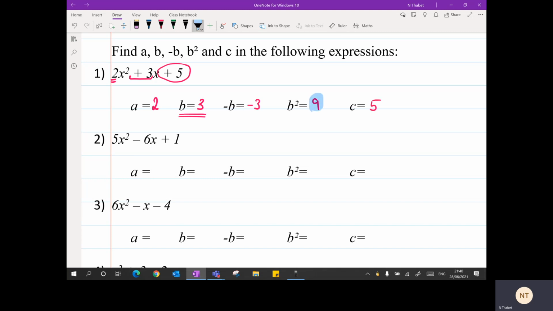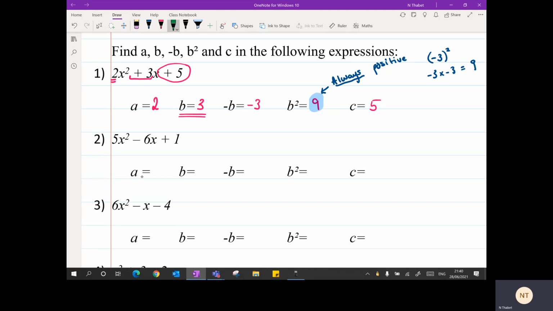Please remember that b squared is always positive. Any number squared is always positive. So even if b was a negative number, negative 3 squared means negative 3 times negative 3, which is a positive 9. So b squared is always positive.